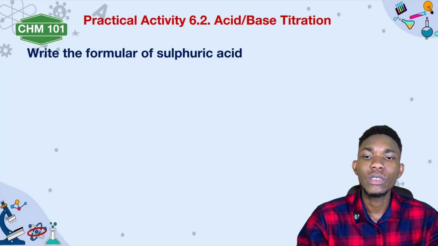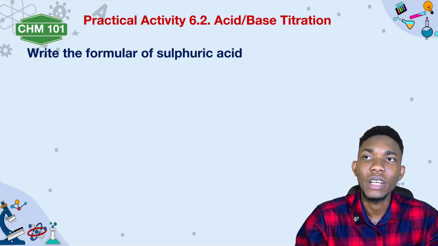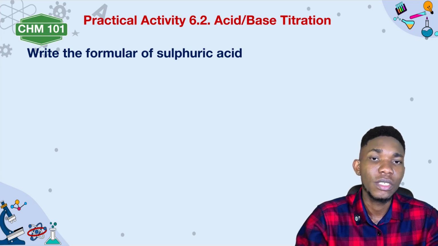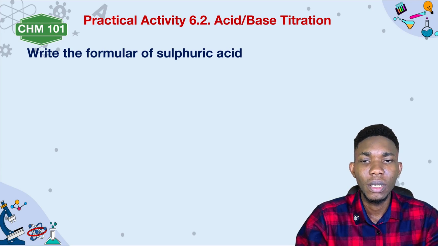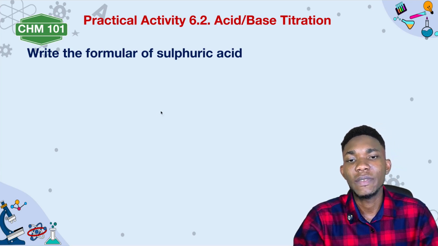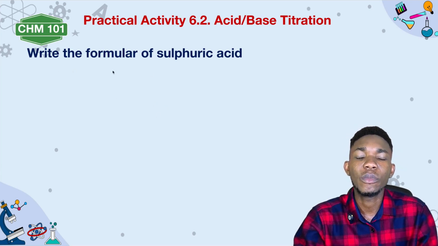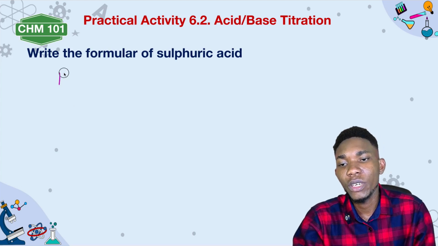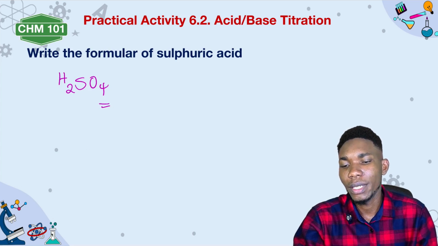All right, guys. So we are going to look at practical activity 6.2, which is acid-base titration. Acid-base titration has to do with a reaction between an acid and a base to form salt and water. It's a neutralization reaction. The first question for activity 6.2 is that we should write the formula of sulfuric acid. Sulfuric acid is H2SO4. That is the formula.